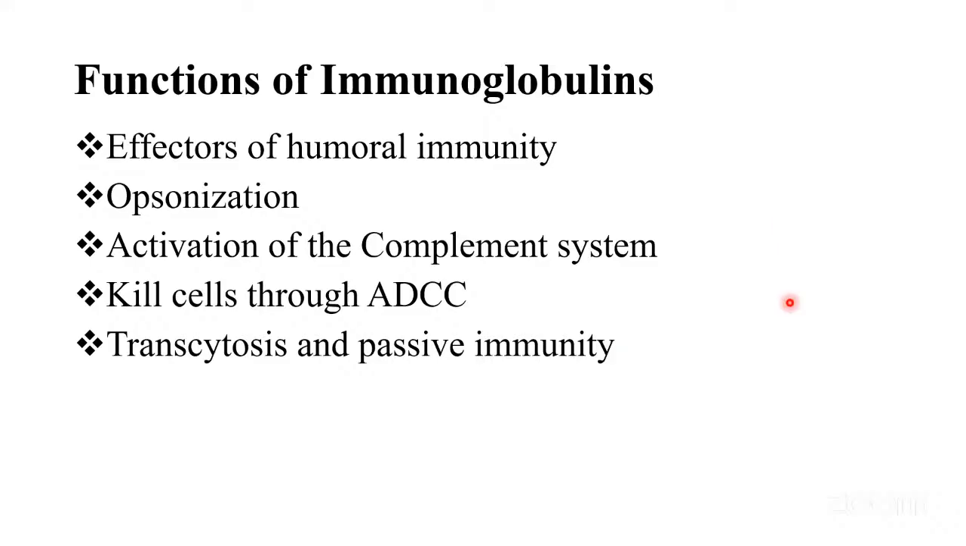When we look at the functions of immunoglobulin, they are used as effectors for humoral immunity, which means that there are no cellular elements of the immune system that are involved. Then they can also be used in opsonization. Opsonization is making an antigen more visible to be destroyed by the antigen-disposing mechanisms of the immune system.